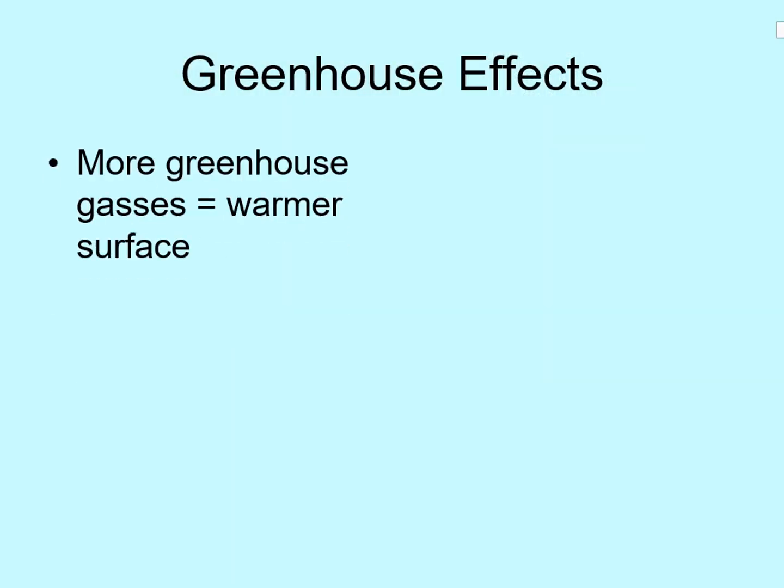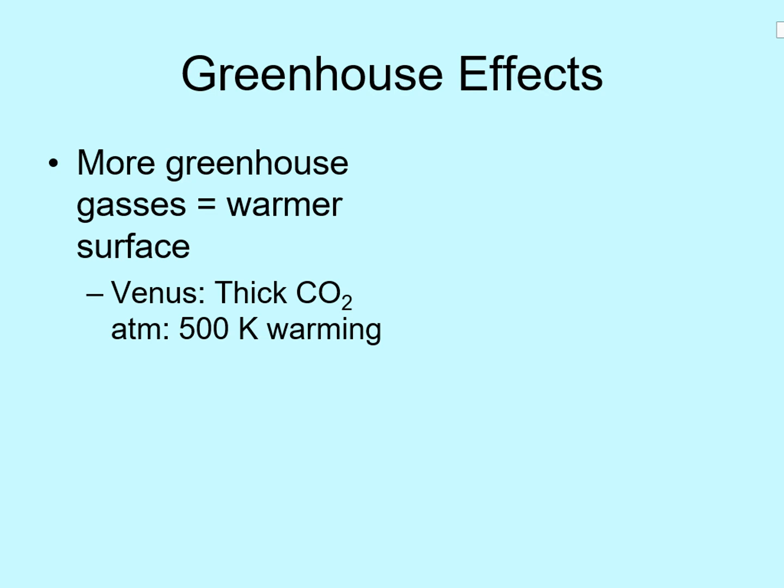Let's look more closely at greenhouse warming on Venus and the Earth. Venus is the poster child for greenhouse warming. Its atmosphere is much thicker than Earth's, and it's almost entirely made of carbon dioxide, a strong greenhouse gas. This has the effect of making Venus 500 Kelvin hotter than its no greenhouse temperature. So we say that the amount of greenhouse warming on Venus is 500 Kelvin.